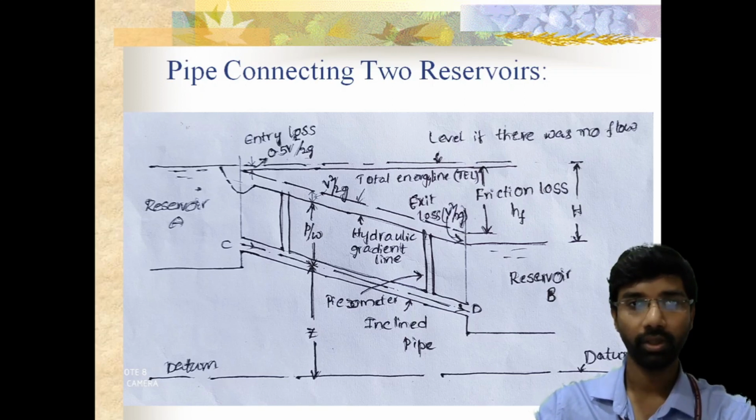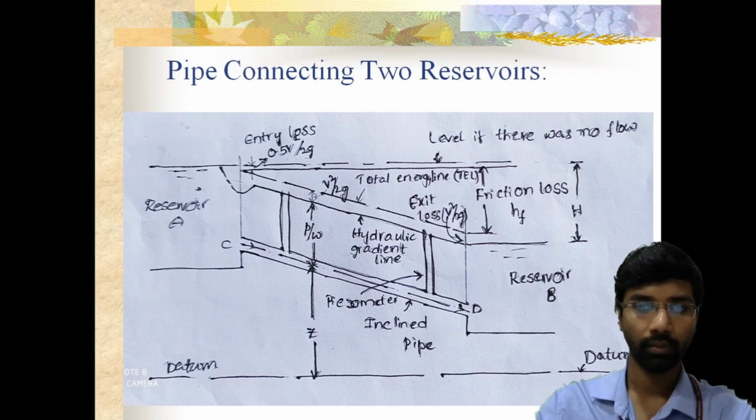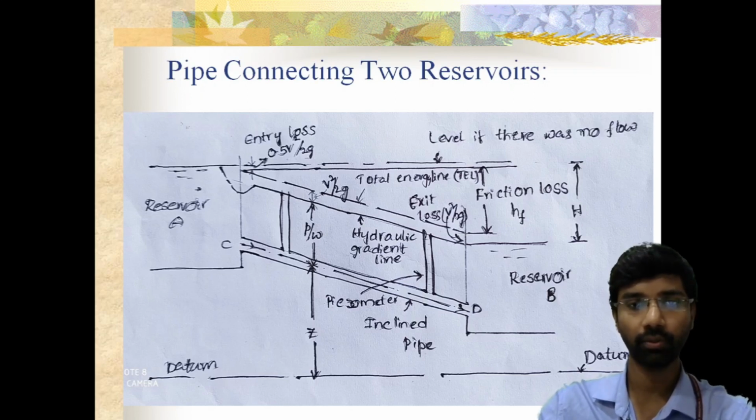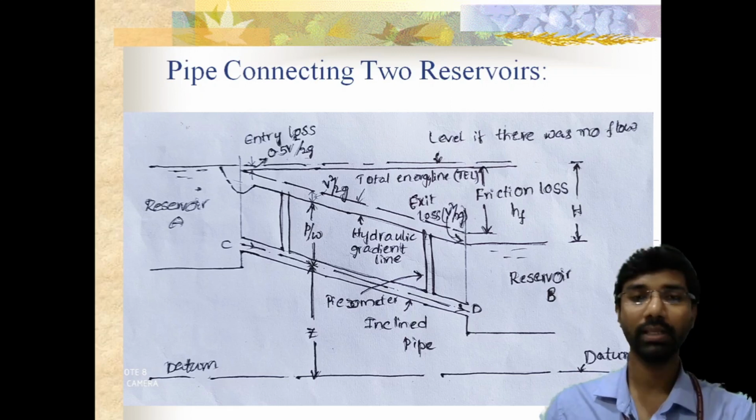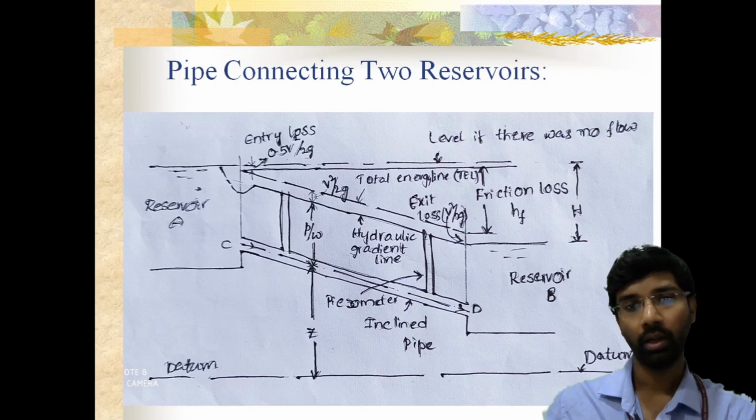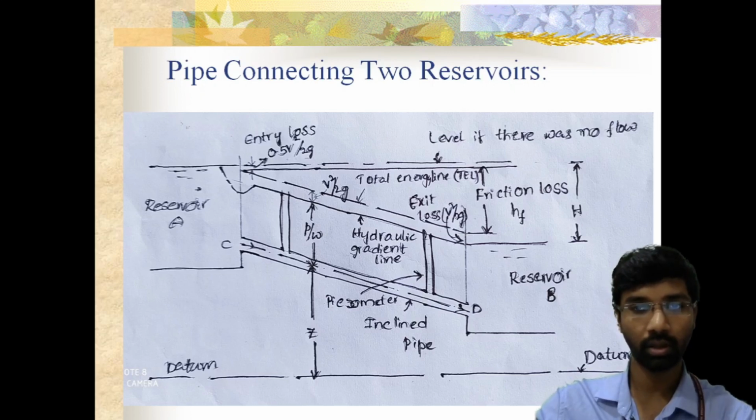Today we are going to discuss pipe connecting two reservoirs. In some textbooks it is also written as flow through long pipes. In this topic we'll learn about the pipe connection between two reservoirs. If the pipe is long, what types of losses do we have to consider, and how can we find out the average velocity of the flow, we can discuss here.